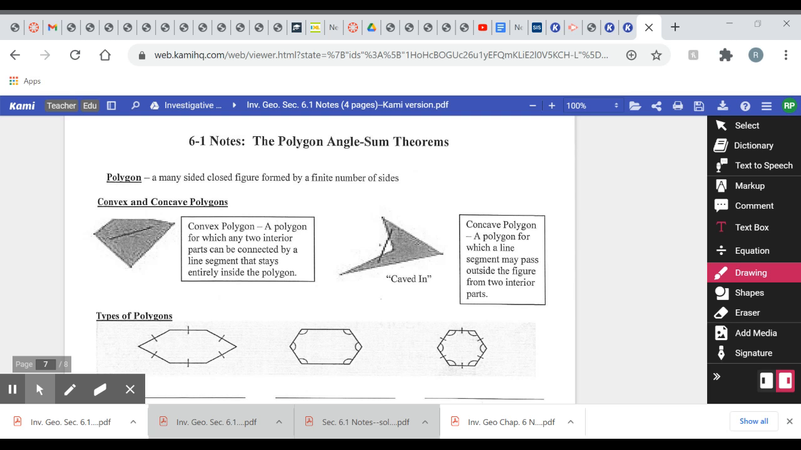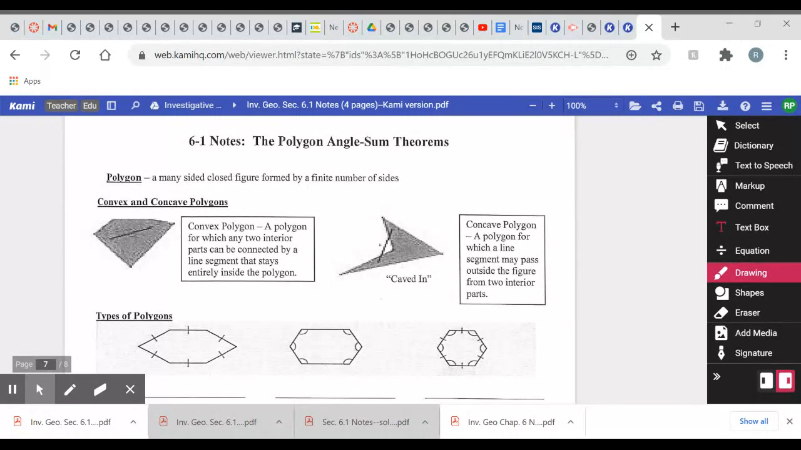So a polygon is a many-sided closed figure formed by a finite number of sides. So here's some examples. A triangle, a hexagon, a heptagon, all of those are polygons. Any shape made up of straight edges, and it can have any number of sides, but it must be closed.